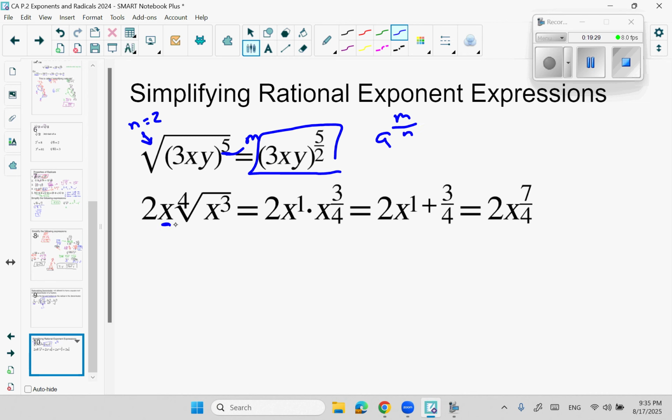But here, though, I have different x's. So we can treat this term as x to the 3 over 4, and this x is just x to the 1. Well, I'm multiplying with similar x values, so of course I would just add the exponents. So I get 1 plus 3/4. Now, how many fourths are in one whole? That would, of course, be 4/4. So 4/4 plus 3/4 gives me 7/4. So my final answer there would be 2x to the 7/4.